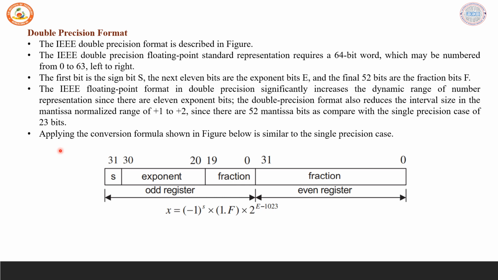Now we can apply the conversion formula in a similar pattern to how we did it for the single precision case. Here we are showing the 64 bits as two registers composed of 32 bits each. So this is called the even register, this is called the odd register. The conversion formula can be observed, which is quite similar: -1 to the power of sign bit times 1 point the fraction part, times 2 raised to the exponent minus 1023. So the exponent here is in excess 1023 format.